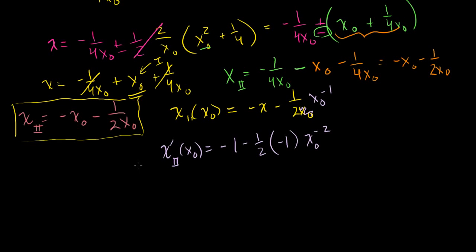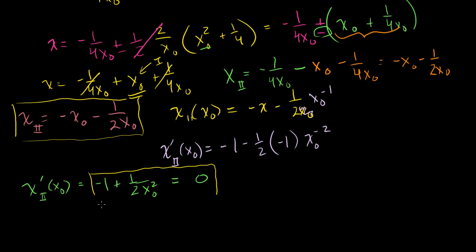So let me simplify this. My second quadrant intersection, the derivative of it with respect to my first quadrant intersection is equal to minus 1. The minus 1/2 and the minus 1, the minuses become a positive when you multiply them. So plus 1 half over x naught squared. Now, this will reach a maximum or minimum when it equals 0. So let's set that equal to 0, and then solve this problem right there. Well, we add 1 to both sides.